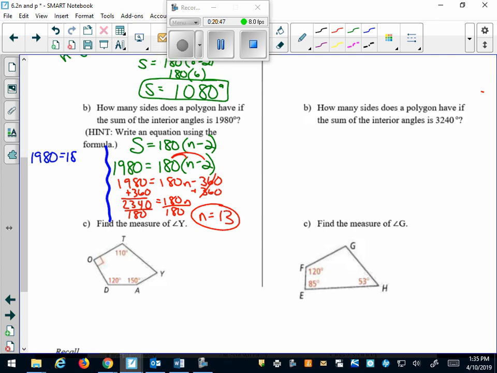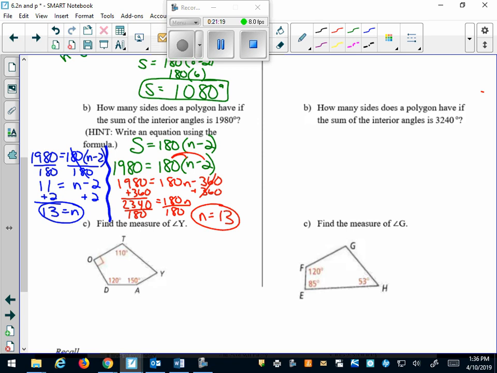$19.80 equals 180 times n minus 2. Divide both sides by 180. You get n minus 2 equals 11. And then what? Add 2 to both sides. So, same answer, algebraically, both correct. One is not better than the other one. You can pick your favorite.